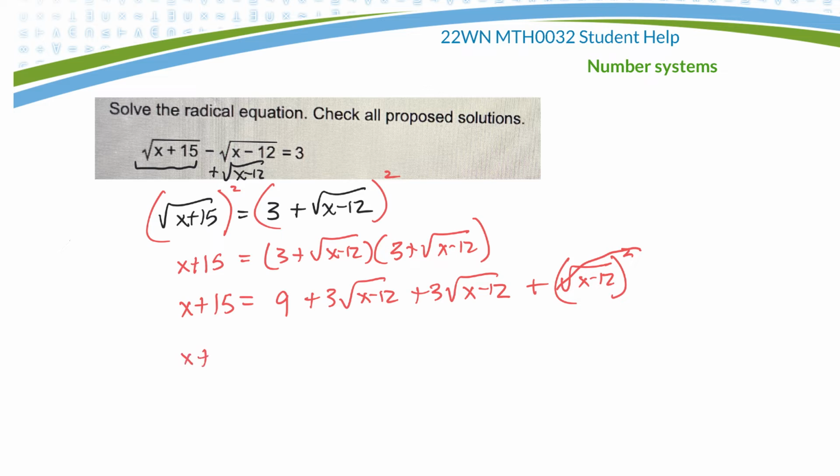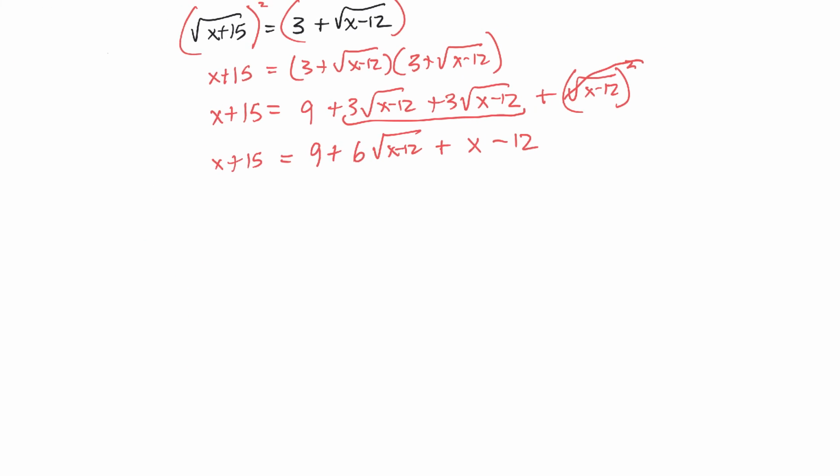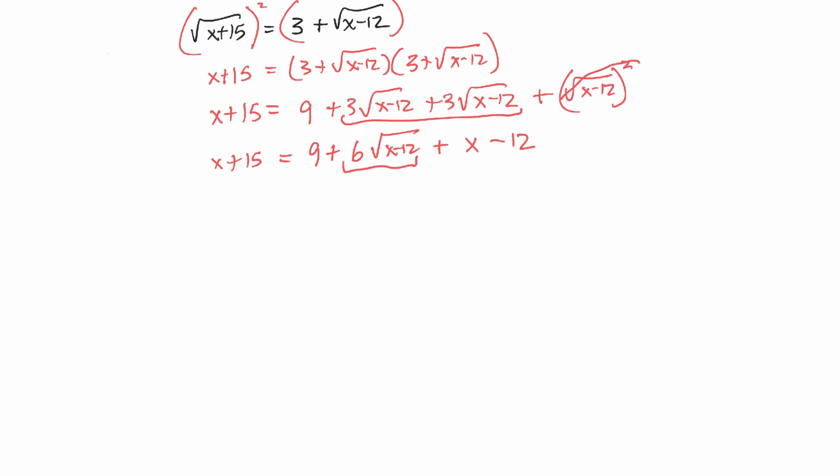Okay, so x plus 15 equals 9 plus 6 root x minus 12, because these are like terms, plus, if that cancels out, then I have x minus 12. Okay, now I want to isolate the radical again, this part. So I'm going to subtract 9, subtract x, and add 12. Oh, those cancel. Okay, these are all gone.